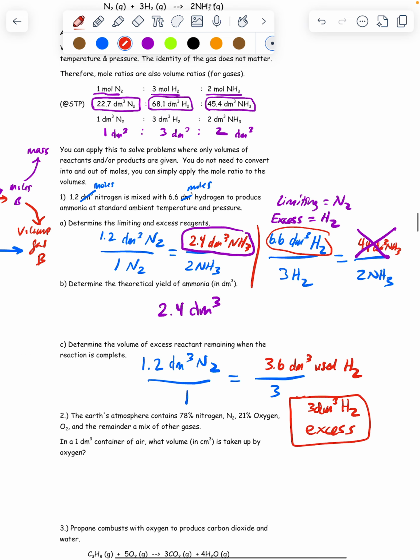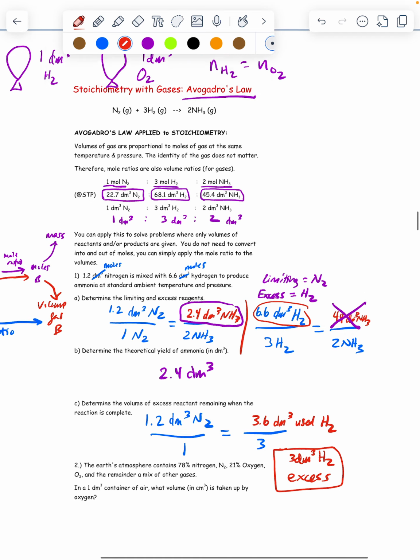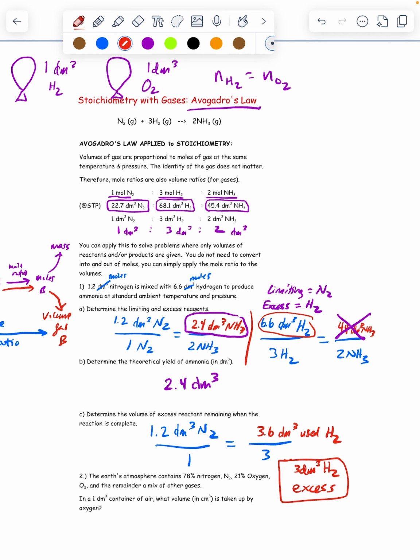So with all these questions, all we're doing is using mole ratios, and we're just applying them straight to the volumes. And so if you are aware of Avogadro's law, this gives you a really handy shortcut when you're dealing with gaseous volumes in these stoichiometry equations.